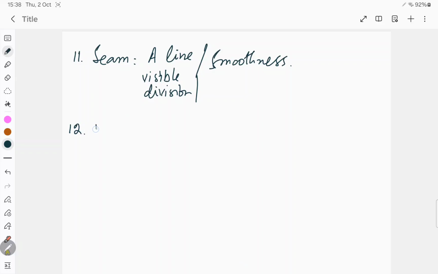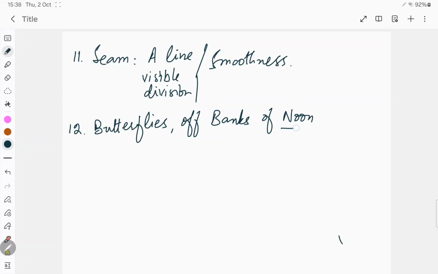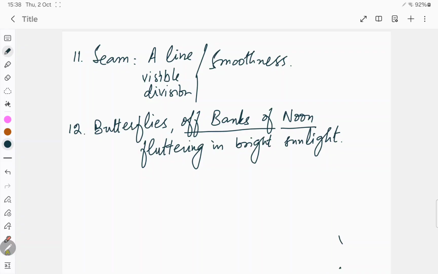The next word is butterflies. It is again a phrase. Butterflies of banks of noon. That suggests the daytime. Here, actually, banks of noon means that they are fluttering in bright sunlight. The antonym can be, well, you may say darkness or gloomy, and the sentence can be the bright butterflies danced along the garden at noon. That means in the daytime.